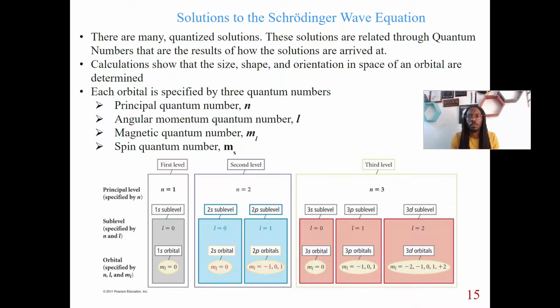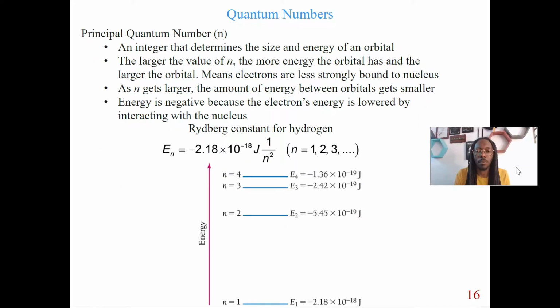We have four quantum numbers we're going over today: the principal quantum number N, the angular momentum quantum number L, the magnetic quantum number ML, and the spin quantum number MS. This is just an example, but each quantum number will impact the next until we ultimately get to our orbital. You'll see this again at the end. But let's jump to our first quantum number, the principal quantum number N.